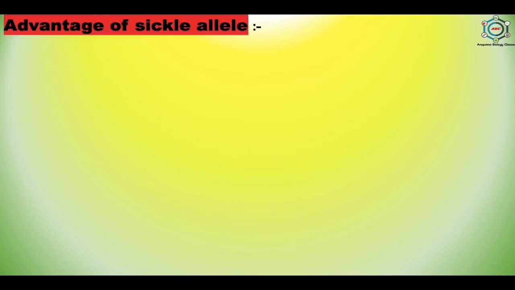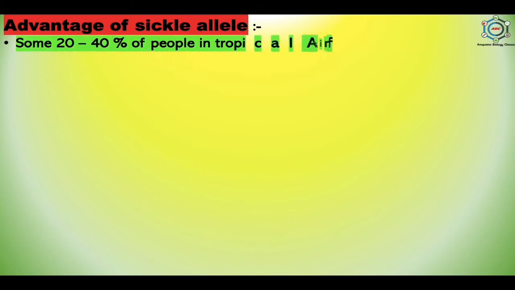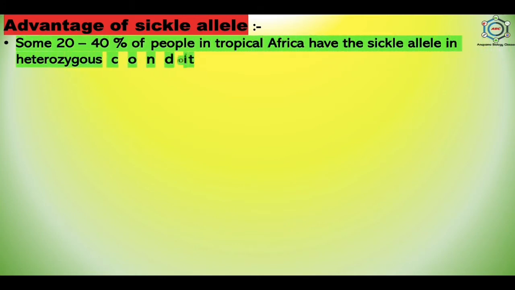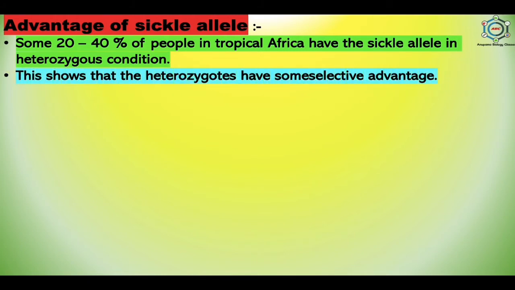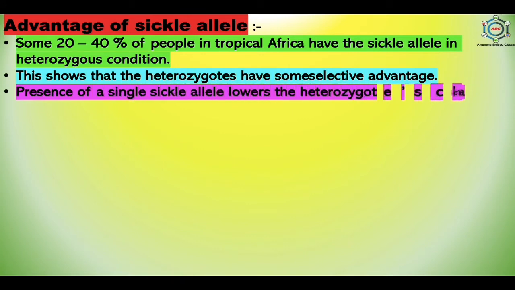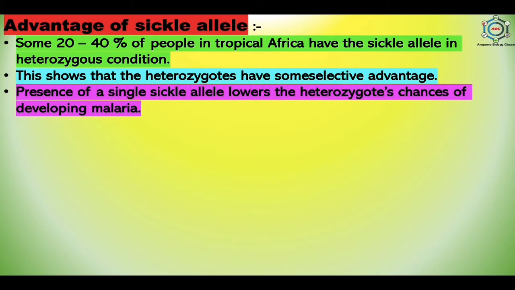Now, the advantages of sickle alleles. So, what are the advantages of sickle alleles? Some 20 to 40% of the people in tropical Africa have the sickle allele in heterozygous condition. This shows that the heterozygotes have some selective advantages. The presence of a sickle cell allele lowers the heterozygotes' chances of developing malaria.